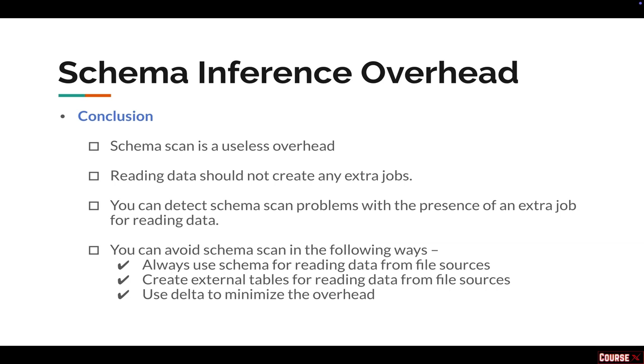Otherwise, we can use Delta to minimize the overhead. As we know, Delta tables come with metadata. So if we read the data from Delta, the Spark engine will read the metadata from the metastore, and it will not even check the data. That is how we can minimize the overhead.